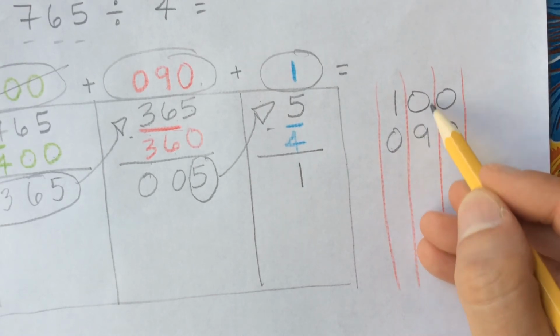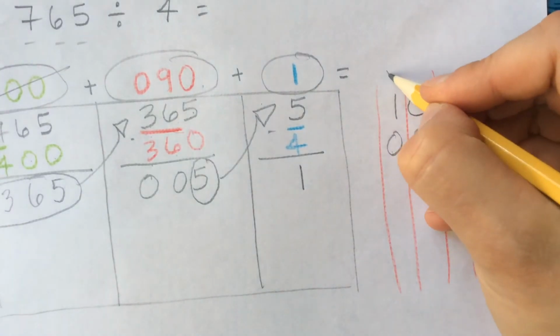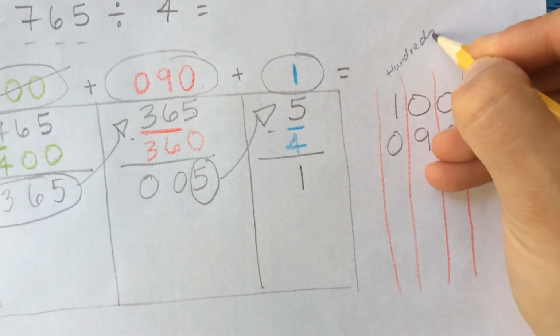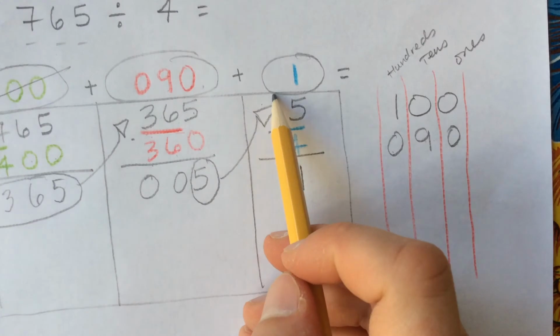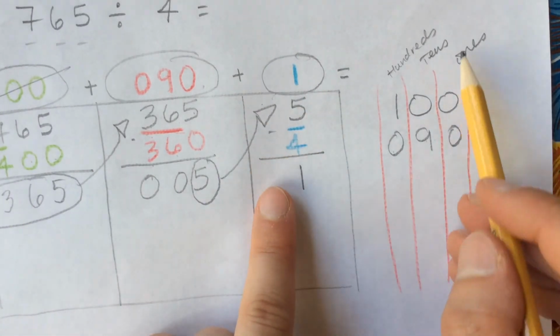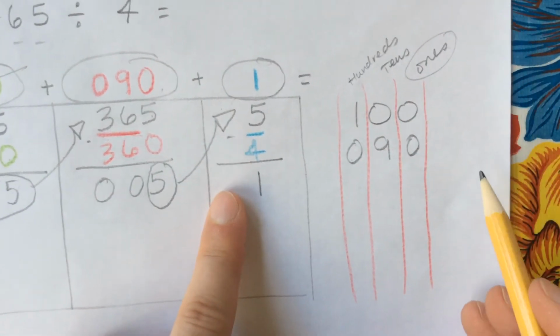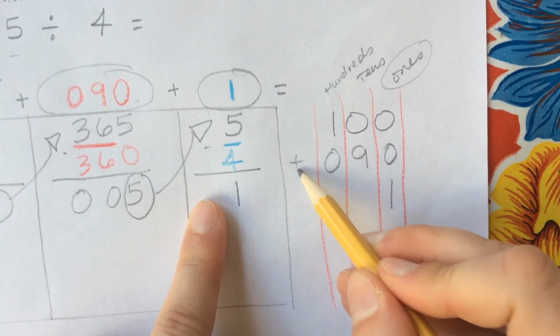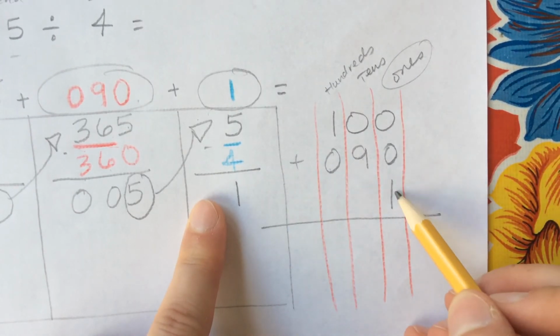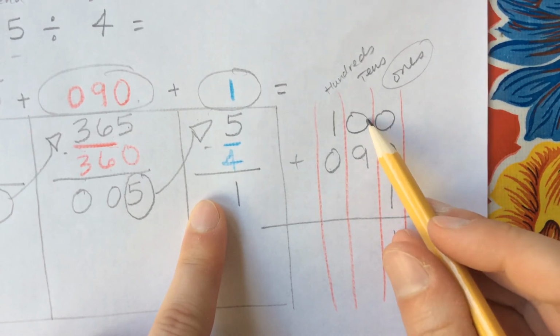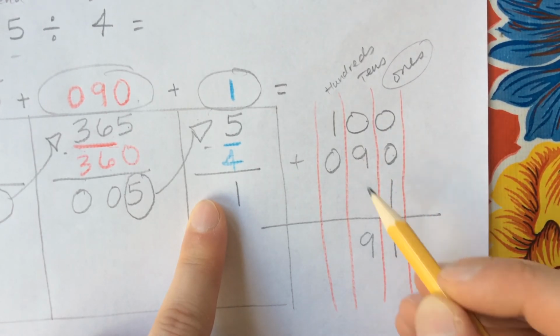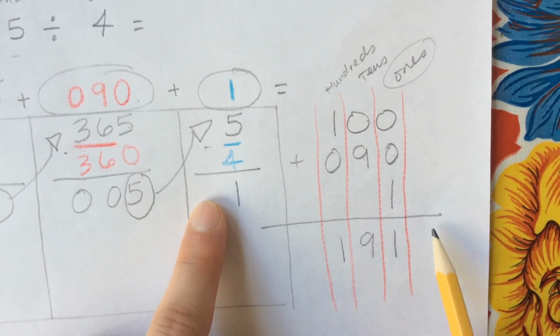Now, the 90. I put the 0 in so I don't make a mistake. I know that the 9 is a 10. It goes in the tens column, if this was hundreds, tens, ones. And now I've got a single 1, so it goes in the ones column. So I put that 1 in here. And I add up my partial quotients, and 1 plus 0 plus 0, 1. 9 plus 0, 9. 1 plus 0, that's 1.